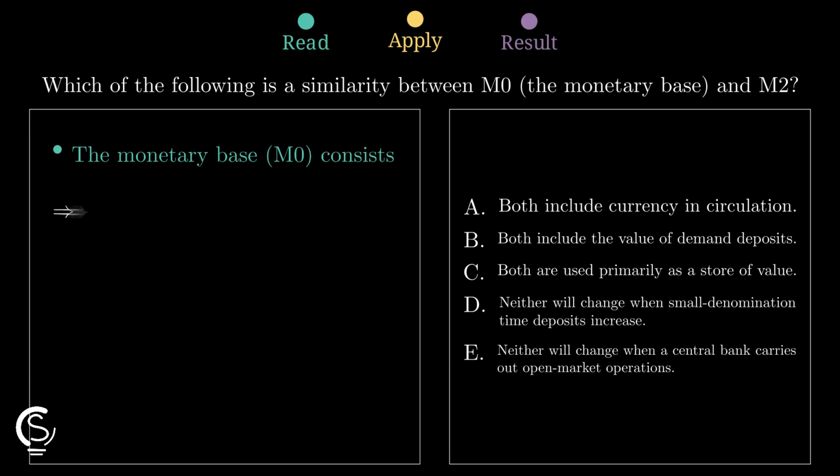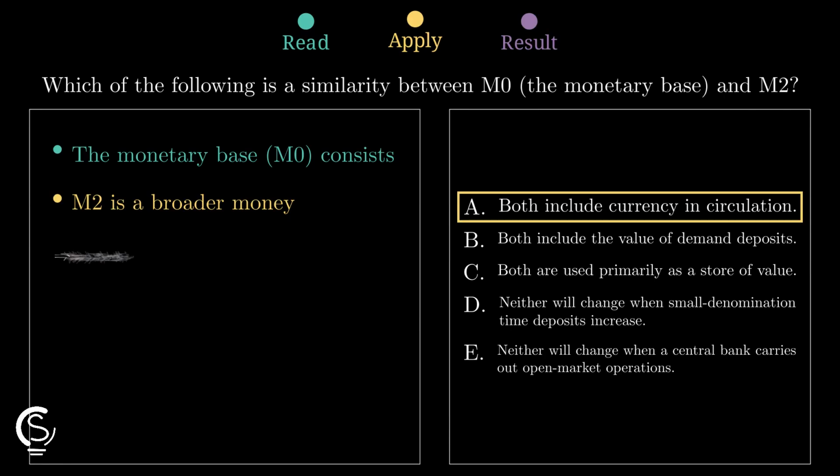Both measures account for physical cash held by the public, so they both include currency in circulation. Option A is the final winner.